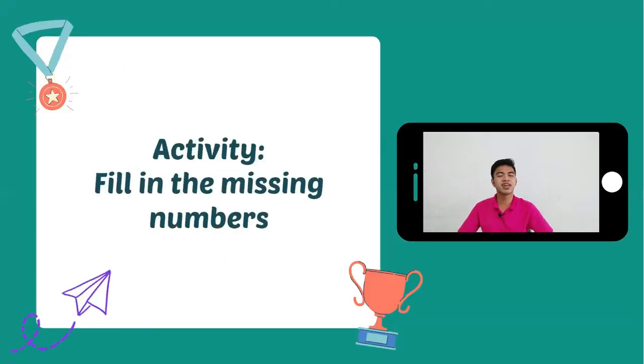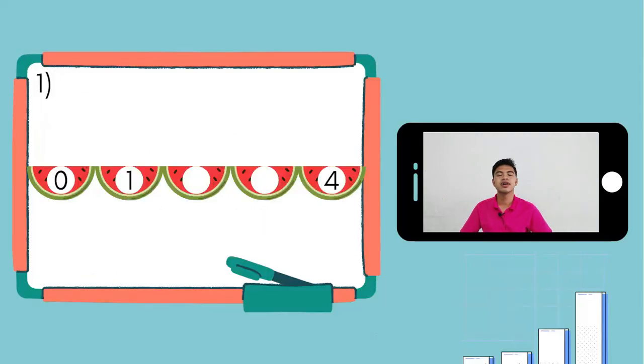Very good. So now we're going to do another activity. We're going to fill in the missing numbers. Okay? So we have here a group of numbers, and then we're going to fill the missing numbers on it. It's like a sequence of numbers. So let's go and try it.